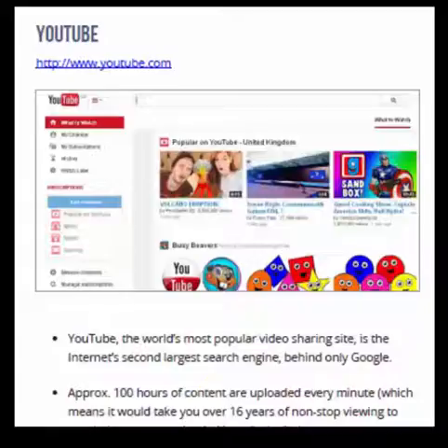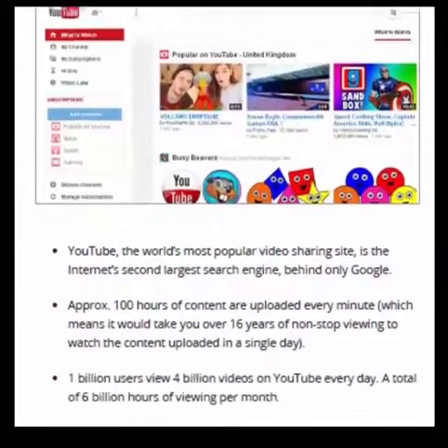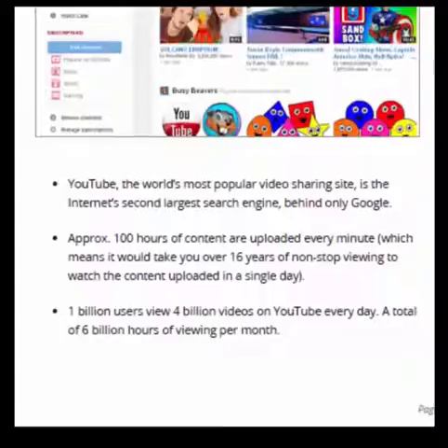YouTube is the world's most popular video sharing site. It's the internet's second largest search engine behind Google. Approximately 100 hours of content are uploaded every minute, which means it would take over 16 years of non-stop viewing to watch the content uploaded in just a single day.